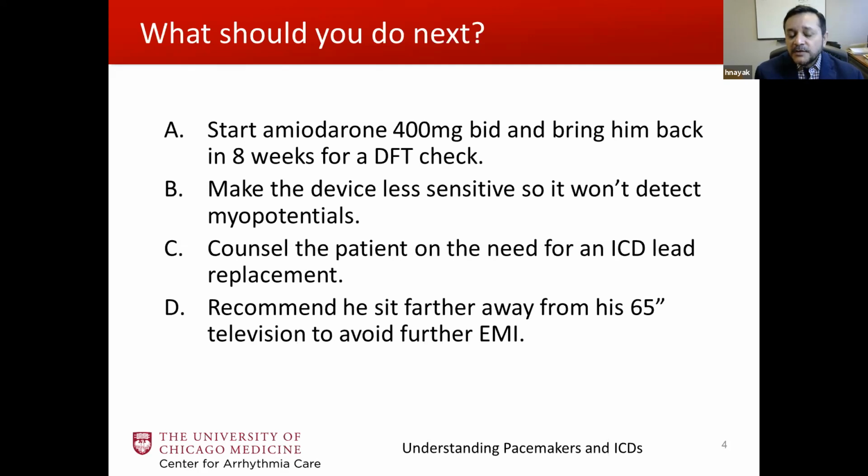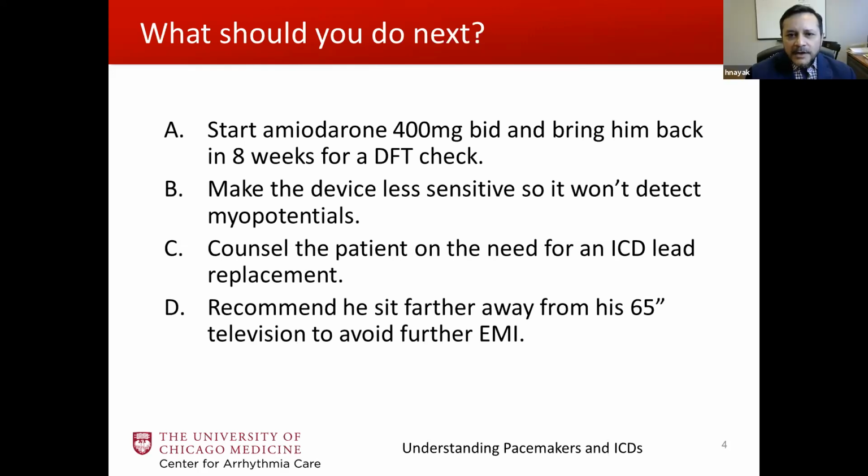In the chat, if you can answer what you think ought to be done. If somebody wants to volunteer an answer, that would be great. This should be pretty straightforward based on what Dr. Singh talked about earlier. A couple of C's, a few more C's, a B.